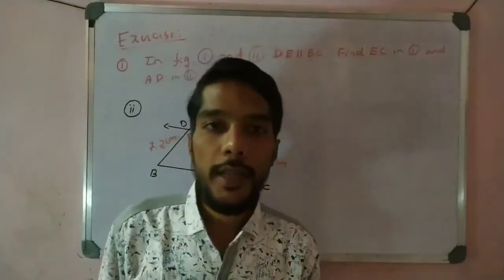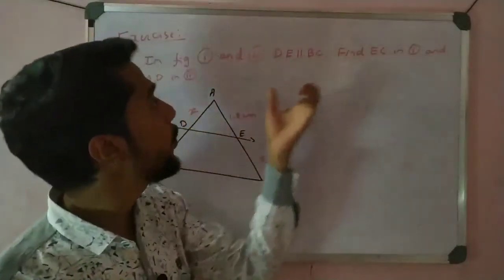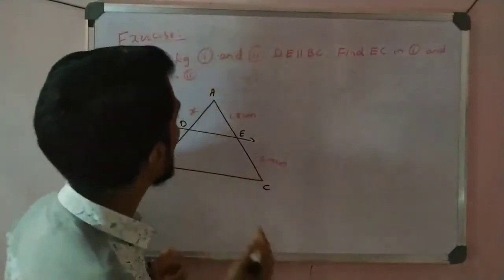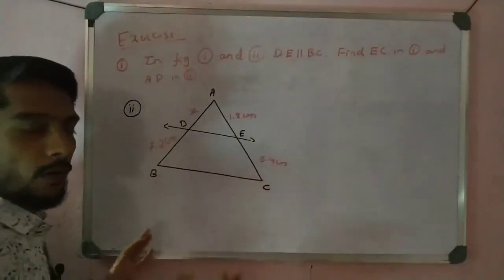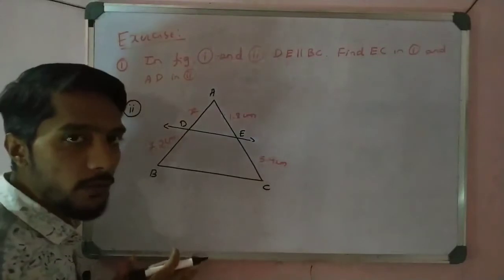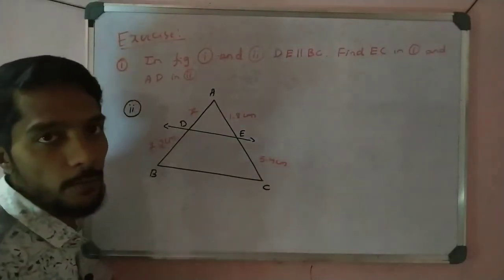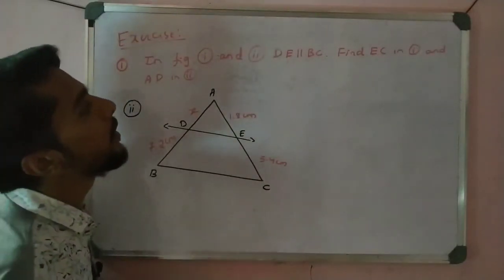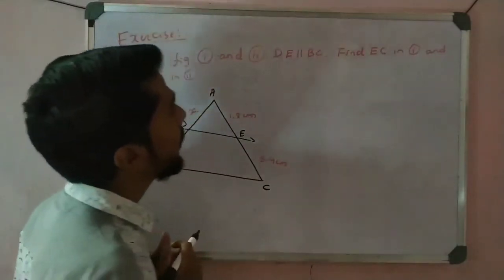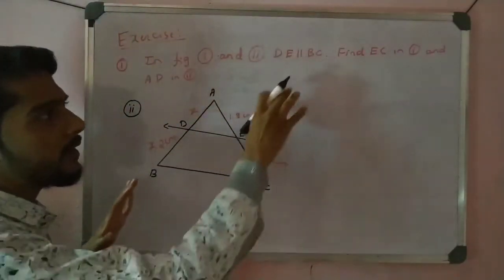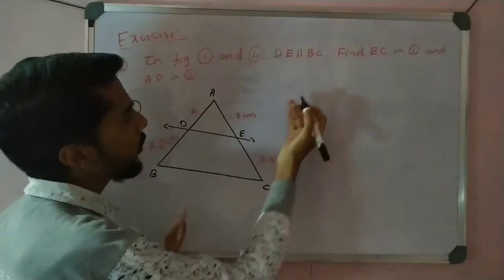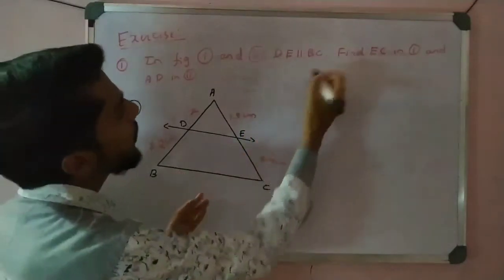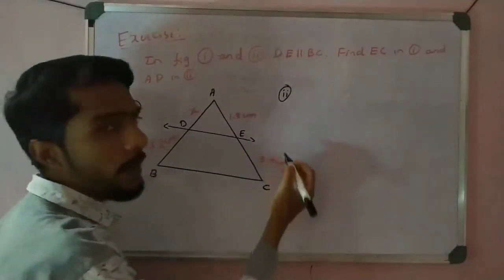Now students, take another example, that is Roman 2. In this we have to find AD. Okay, see this AD. Same, pause the video and try yourself, and then later you check your answer. Now hope you solved the question. Very simple. Same trick again applies. First write by BPT theorem.